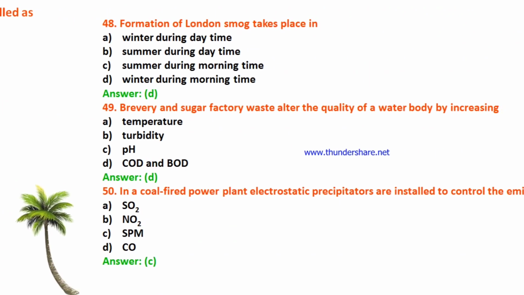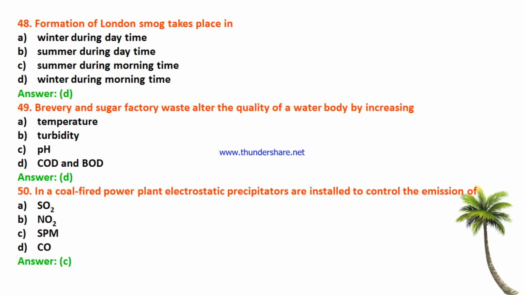Next, number 48. Formation of London smog takes place in winter during daytime, summer during daytime, summer during morning time or winter during morning time. And the formation of London smog takes place in winter during morning time.